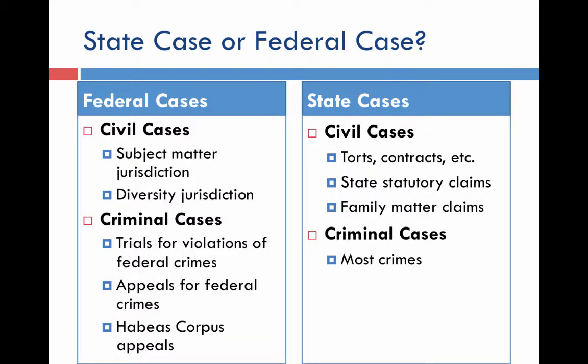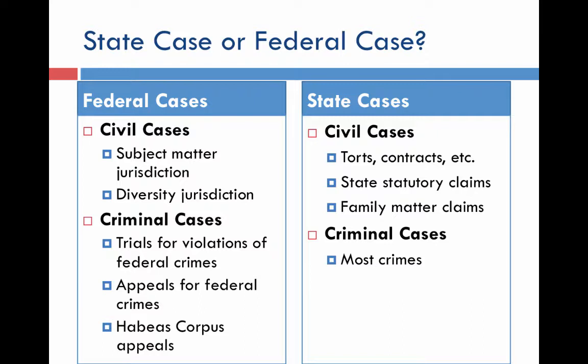So another way to divide up cases that enter our federal judicial system is based on whether they belong there at all or whether they belong in the state system. Civil cases on a federal level have to meet one of two criteria. Otherwise, they belong in the states. They're state cases. Civil cases either have to have subject matter jurisdiction or diversity jurisdiction.